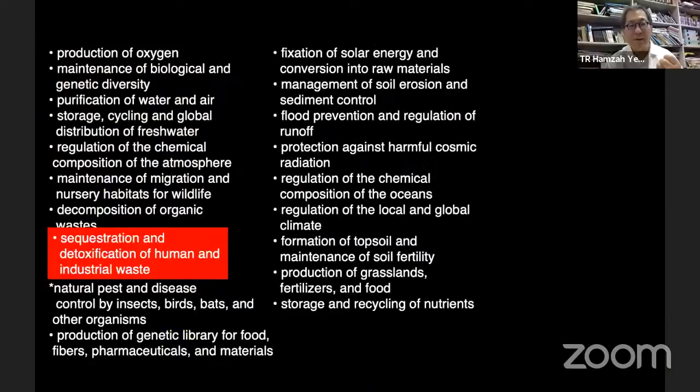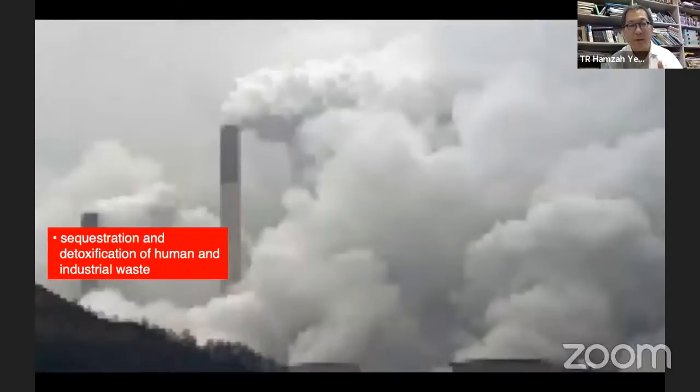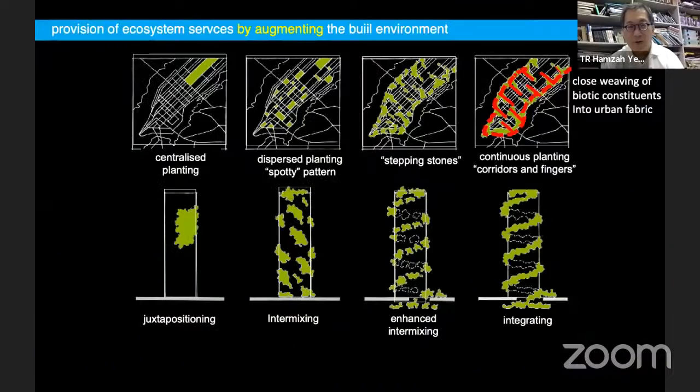Nature sequesters and detoxifies human and industrial waste. It absorbs the pollution that is emitted to the air. But again, it's almost impossible for us to absorb all of this, but nature does it. But the fact that we have now exceeded the capability of nature to absorb and sequester is the cause of climate change and the cause of environmental deterioration.